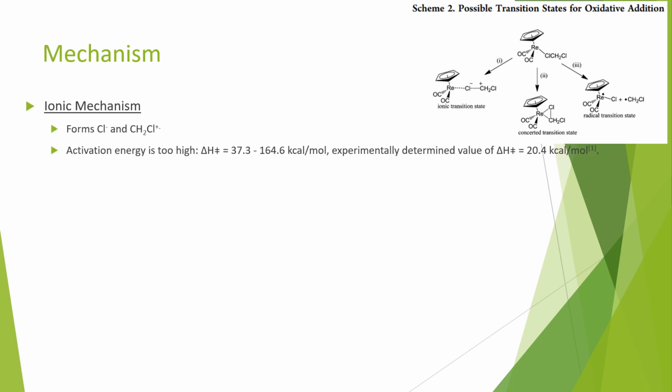So first of all, the ionic mechanism. In this mechanism, the chlorine donates a lone pair to the rhenium, forming a chlorine anion and leaving behind a carbocation. The carbocation would then eventually bond with the rhenium. However, it would only do this if it had enough energy.